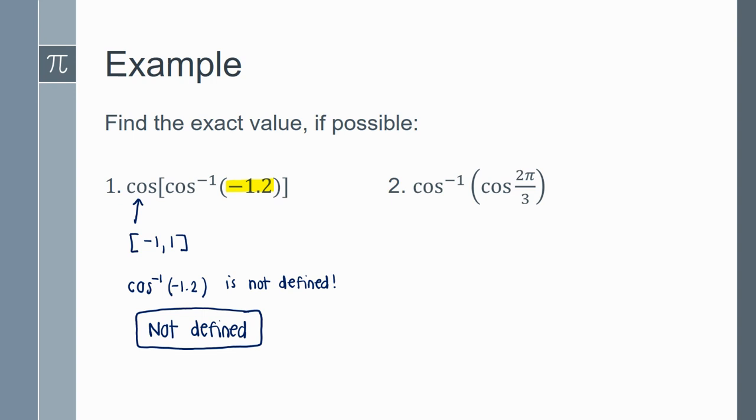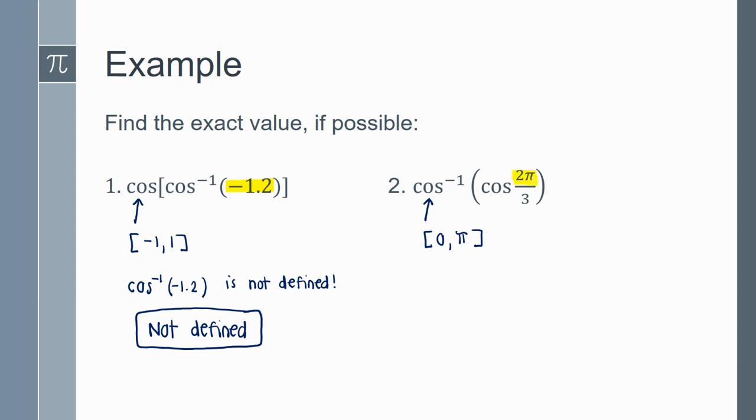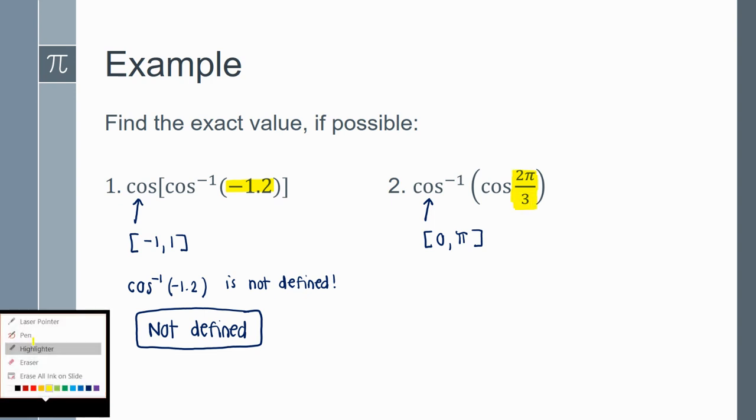All right, if we take a look at the next problem, the inverse cosine of the cosine of 2 pi over 3. So if I'm looking at what's on the outside, inverse cosine means we're talking about angles. So we're talking about the range going from 0 to pi with those being included. Okay, so we're talking about then looking at the angle that is given to us, 2 pi over 3.